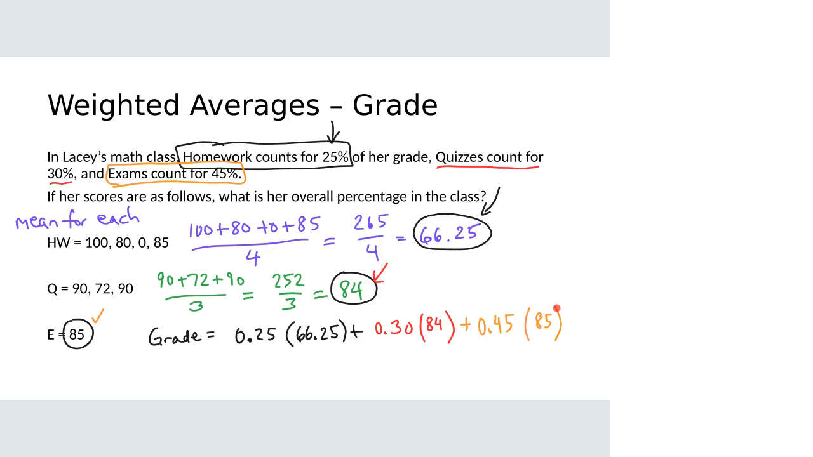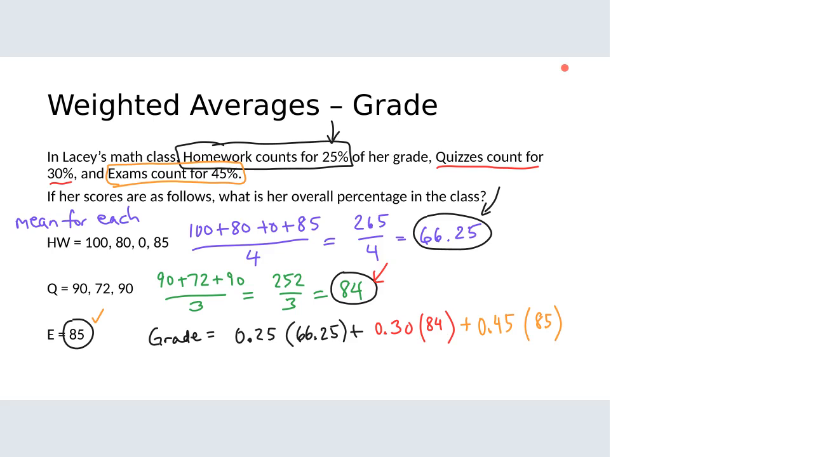Now all we have to do is simplify this and we'll have her grade. The key here is to make sure you attach the appropriate percentage with each category. Make sure that you have 25% with the homework mean, 30% with the quiz mean, and 45% with the exam mean. To simplify this, we just have to do order of operations. We're going to do our multiplication first, and then we'll add afterwards.